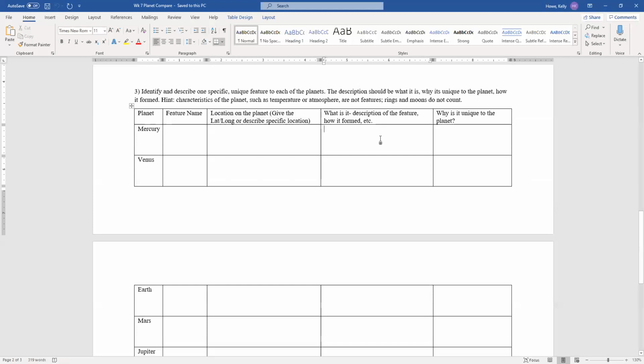Okay? Tell me what it is. So you've named it, you've pointed it out. What is the feature? You can describe it, you can tell me how it formed, give me some information about it, and then explain why it's unique to that planet. So why don't all the other planets have that particular feature?